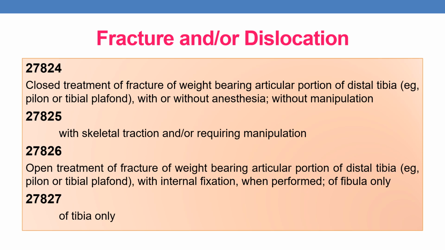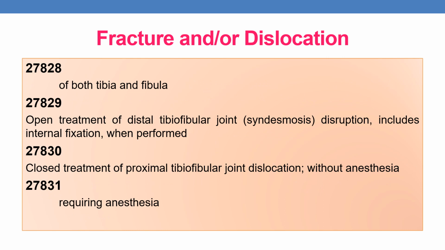It deals with open treatment of fracture of weight bearing articular portion of distal tibia. For example, pilon or tibial plafond, with internal fixation when performed of fibula only. And if it is performed for tibia only, the CPT is 27827. If it is performed for both tibia and fibula, the CPT is 27828. The next CPT is 27829.